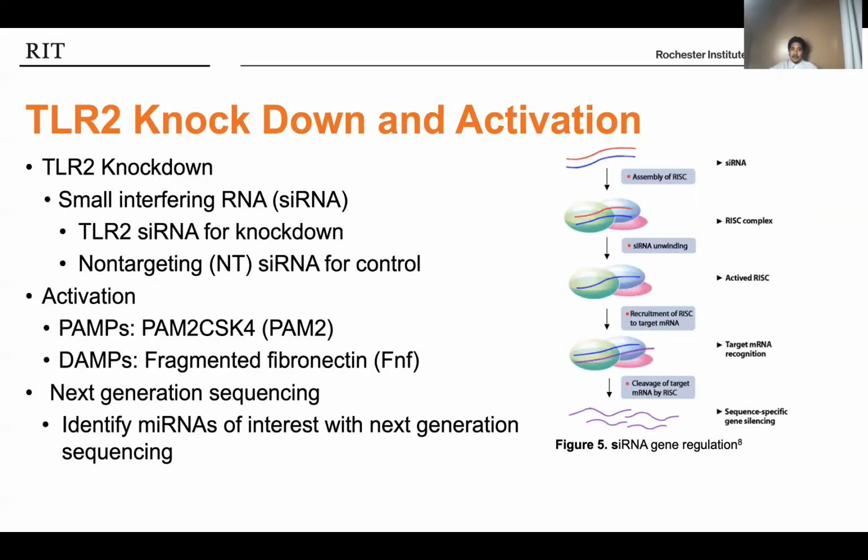For the previous work, TLR2 knockdown with small interfering RNA was established. These work similarly to microRNAs as they also bind to a RISC protein. However, instead of only being a partial or extensive match, it is a perfect match, which leads to mRNA degradation. We also activate TLR2 with PAM2 as our PAMP and fragmented fibronectin as our DAMP. Another thing they did was use next generation sequencing, which was used to identify a set of microRNAs in different conditions, including PAM2 treatments and TLR2 knockdown.